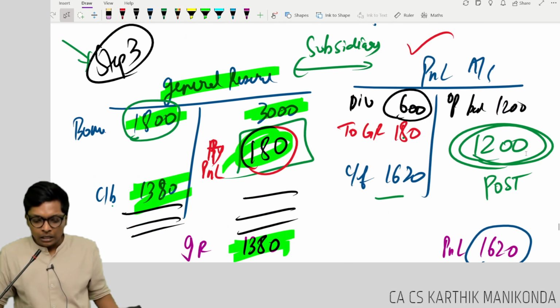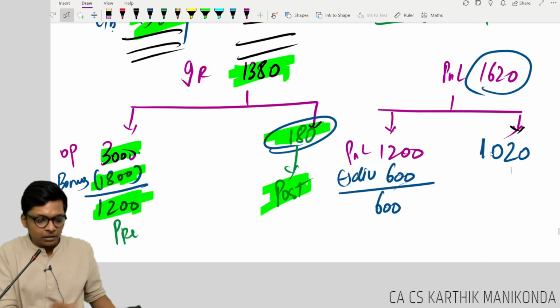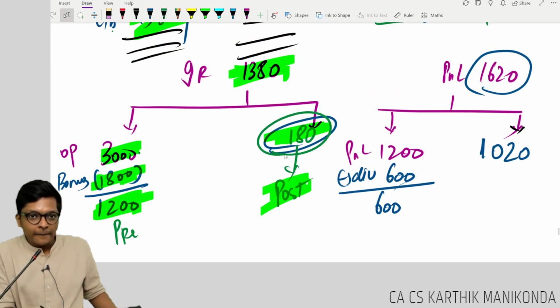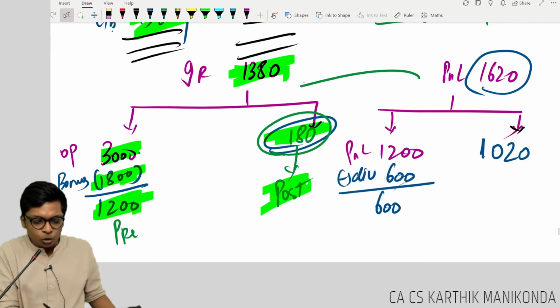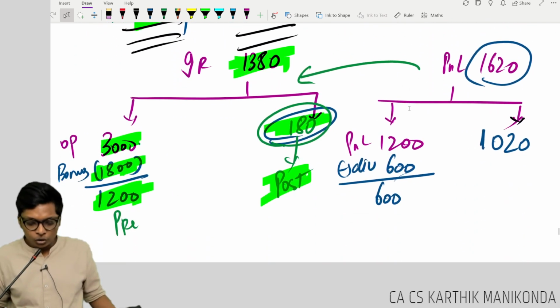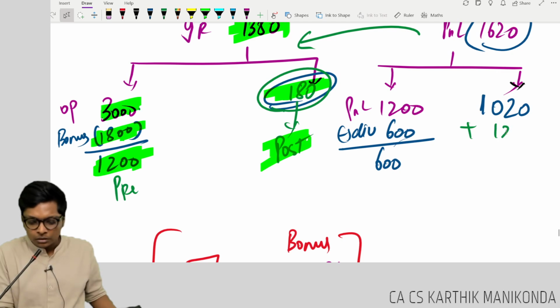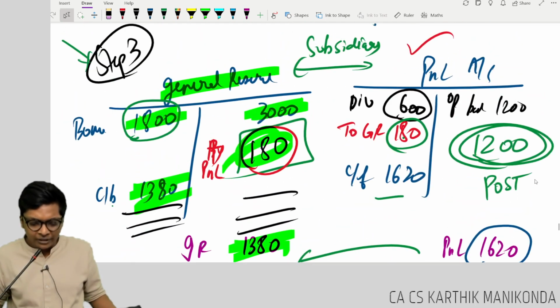However, after dividend, 1020 is what I get. But there is a transfer which came from P&L. From P&L it went to general reserve. So that transfer I have to account for. So plus 180, because that 180 will not be here. So now you will get 1200, which is my post. Are you following, is it correct?